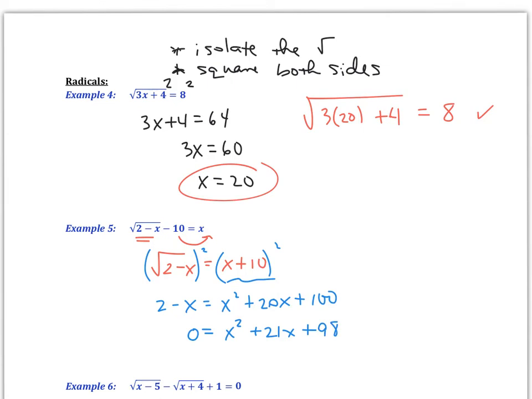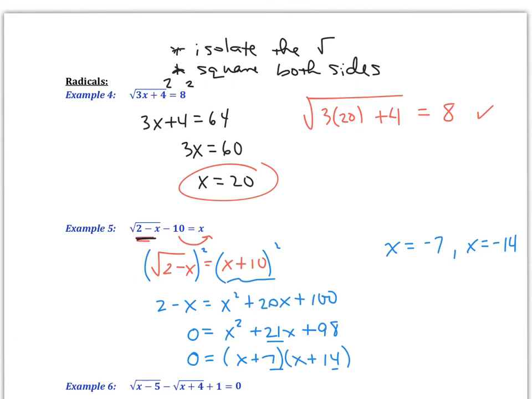All right, just to help you out with the factoring, this does factor. It factors to (x + 7)(x + 14). 7 and 14 add to be 21, and 7 times 14 multiplied to be 98. So what that means is now x is equal to negative 7, and x is equal to negative 14. Again, you just want to plug them back in, okay?